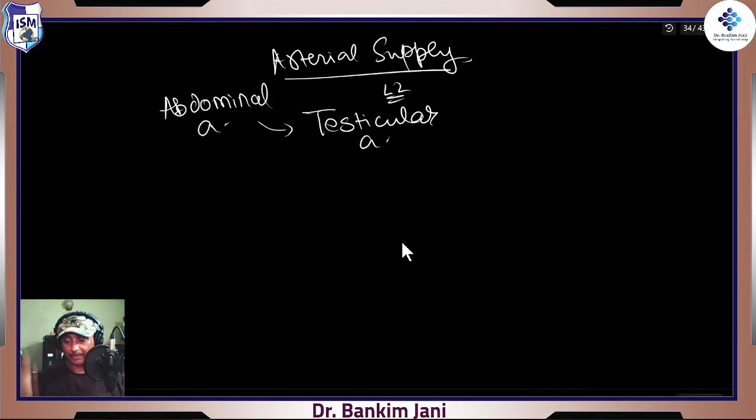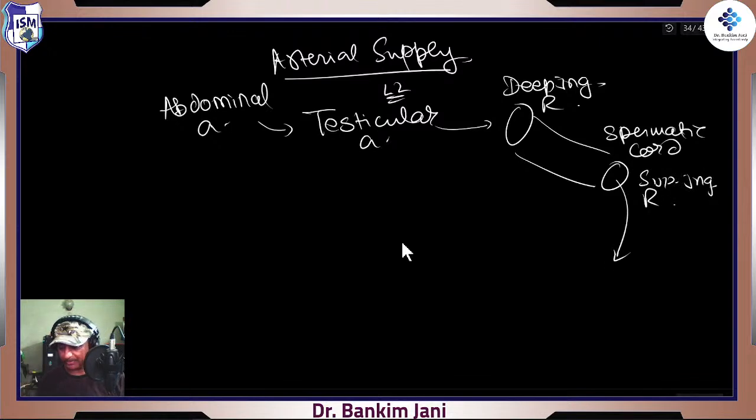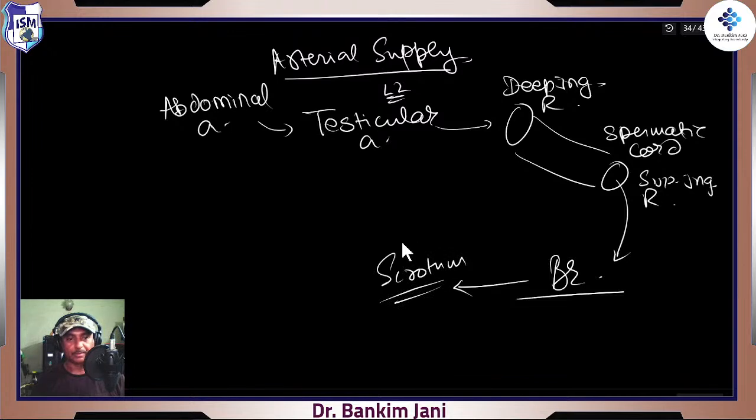Starting at L2 level, right? Then it used to go into the deep inguinal ring, then from deep inguinal ring into that inguinal canal, right? And then it was entering into the spermatic cord, and then exiting via superficial inguinal ring and going into the scrotum, right? And there it gives branches to supply the scrotum. In fact, I should write not scrotum, I should write testis. That would be more correct. Let me correct it. Testis. Because then we can define the layers.